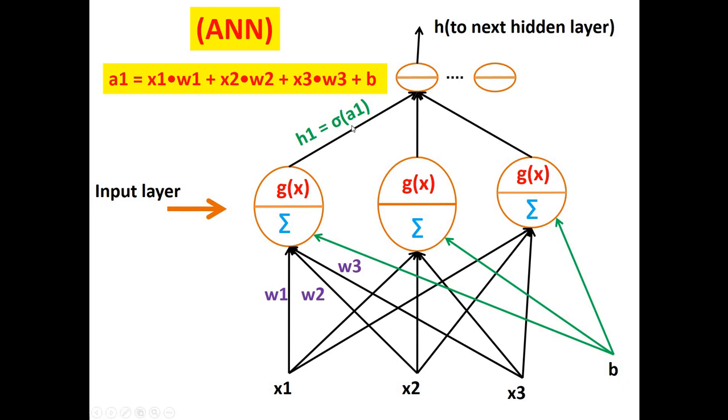You can go through what a sigmoid function is somewhere else. It's very simple. It produces an output between 0 and 1. And this produces H1. Similarly, it may produce H2, H3, and then combined they again go through the summation and activation function and produce another H.